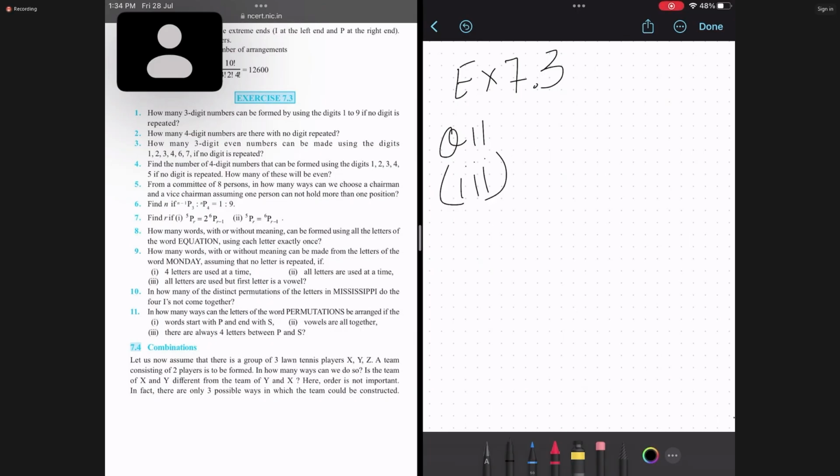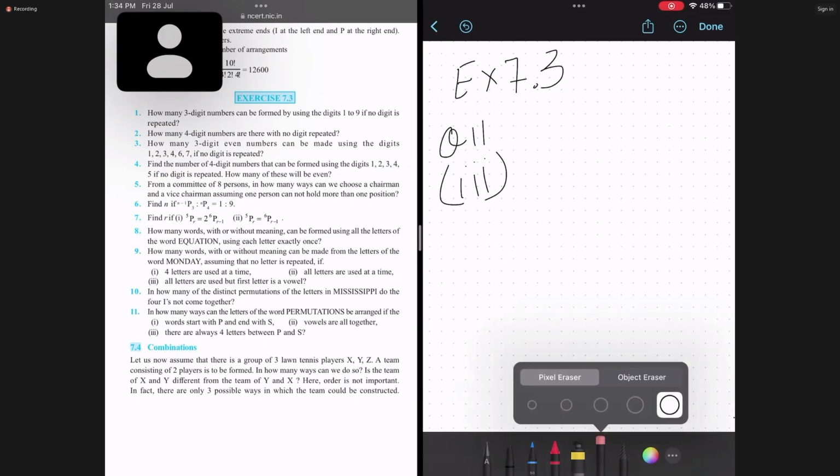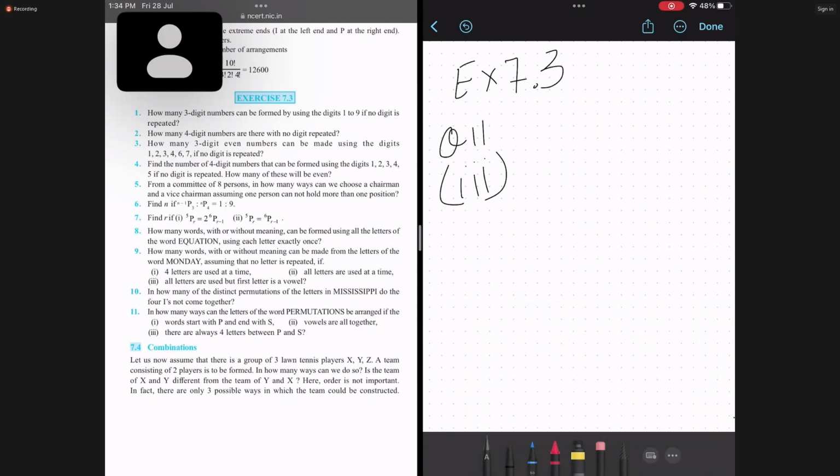We need to calculate the number of ways the letters of PERMUTATIONS can be arranged if there are always 4 letters between P and S, right? So imagine this: 1, 2, 3, 4, 5, 6, 7, 8. Let me not do this, it will be very tedious. So there are 12 places that we have to fill, right? There are 12 distinct places that you have to fill.